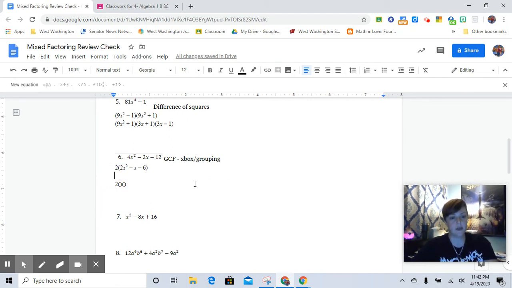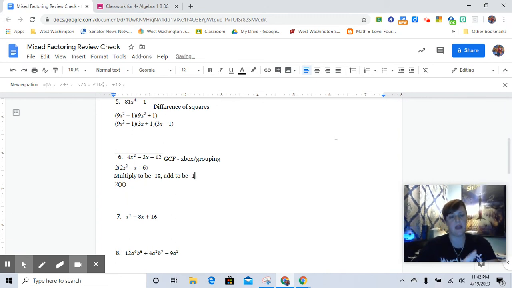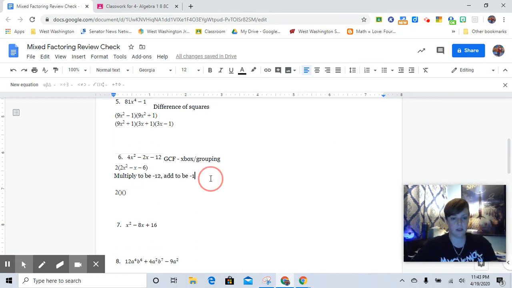All right, so what are 2 numbers that multiply to be negative 12, because 2 times negative 6 is negative 12, and add to be negative 1, because that has an invisible coefficient of negative 1. All right, so 2 numbers that do that, that's going to be negative 4 and positive 3.